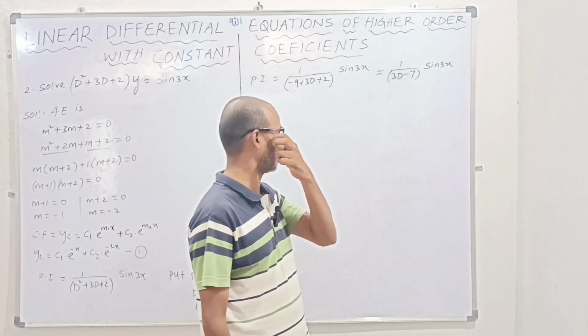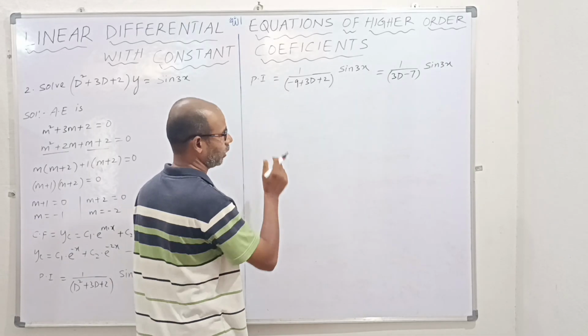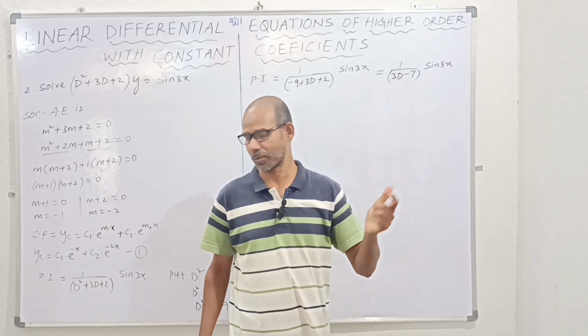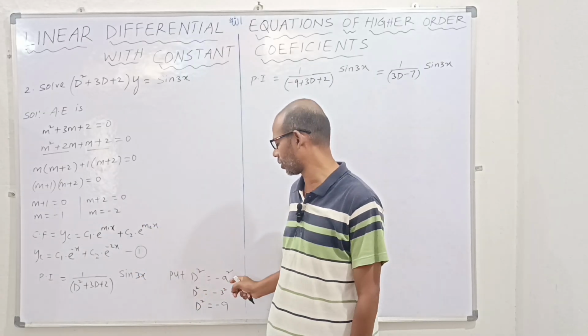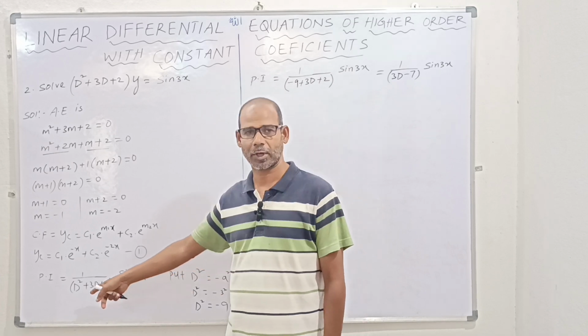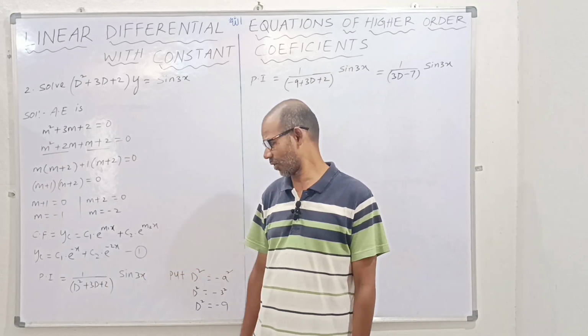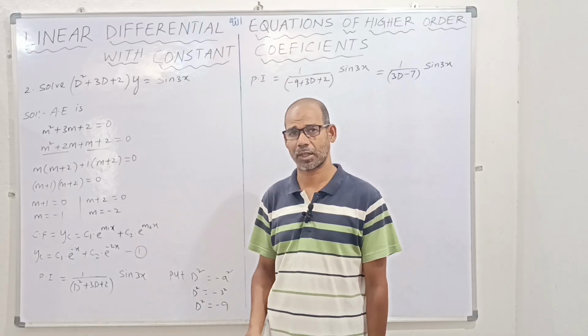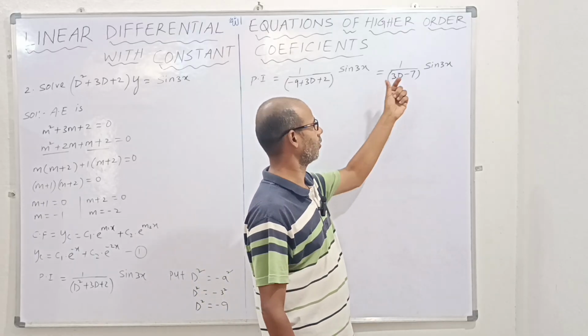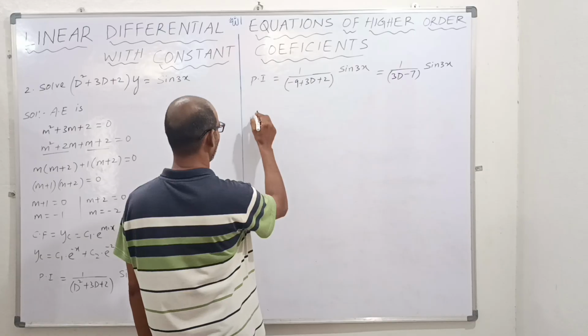Here we don't have D square to put D square is equal to minus a square. The procedure is that we always put D square equal to minus a square in the denominator, provided the denominator is not equal to 0. If it is equal to 0, we have another case. Since we don't have D square here, what do we do?